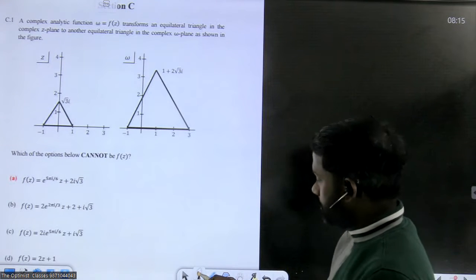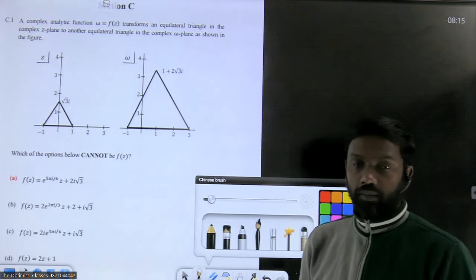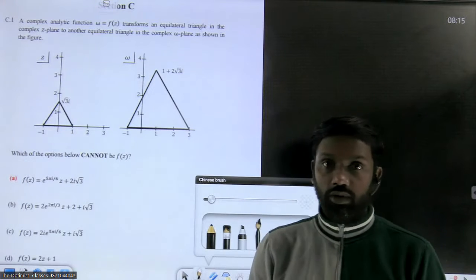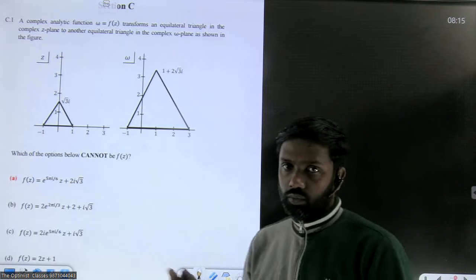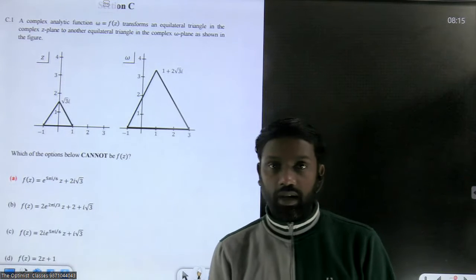So I'll be providing the solution of most of the part and Amit sir is providing the solution of the electronics part. Okay. So let's start with part C. After part C, we'll do part A and then after that we'll do part B.